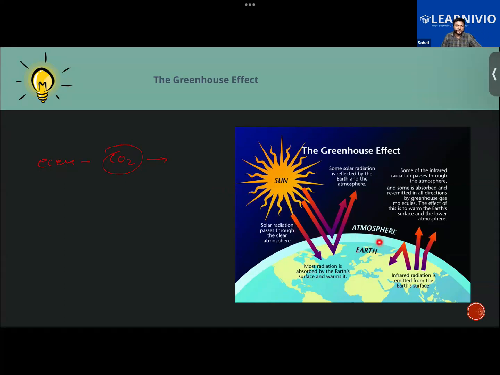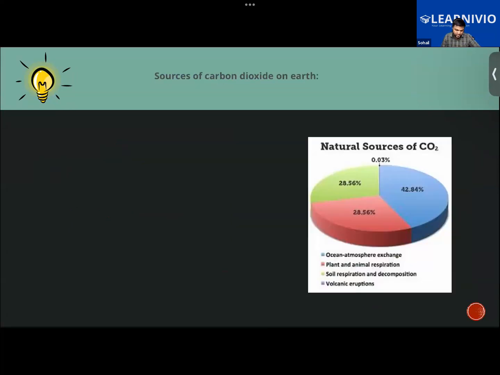The temperature of the Earth will be rising. Not at just one place, at every place, the temperature of the Earth will be increasing. So that will lead to a phenomenon called global warming. All right, so that is the thing about global warming. Now let us understand what are the different sources of carbon dioxide on Earth.